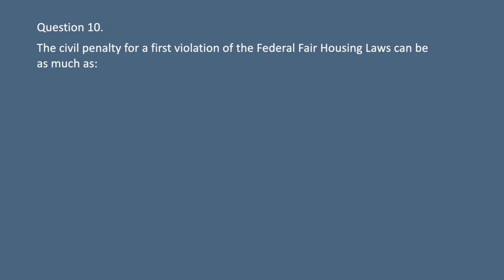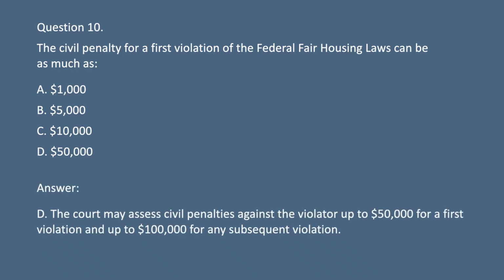Question 10. The civil penalty for a first violation of the federal fair housing laws can be as much as A. $1,000. B. $5,000. C. $10,000. D. $50,000. Answer. D. The court may assess civil penalties against the violator up to $50,000 for a first violation and up to $100,000 for any subsequent violation.